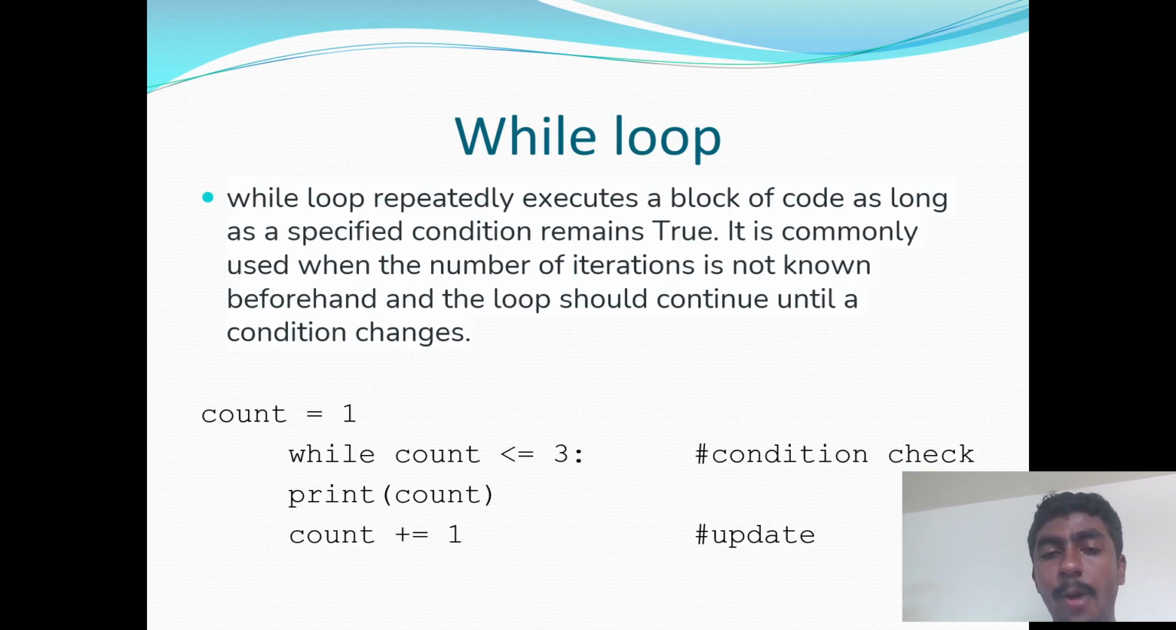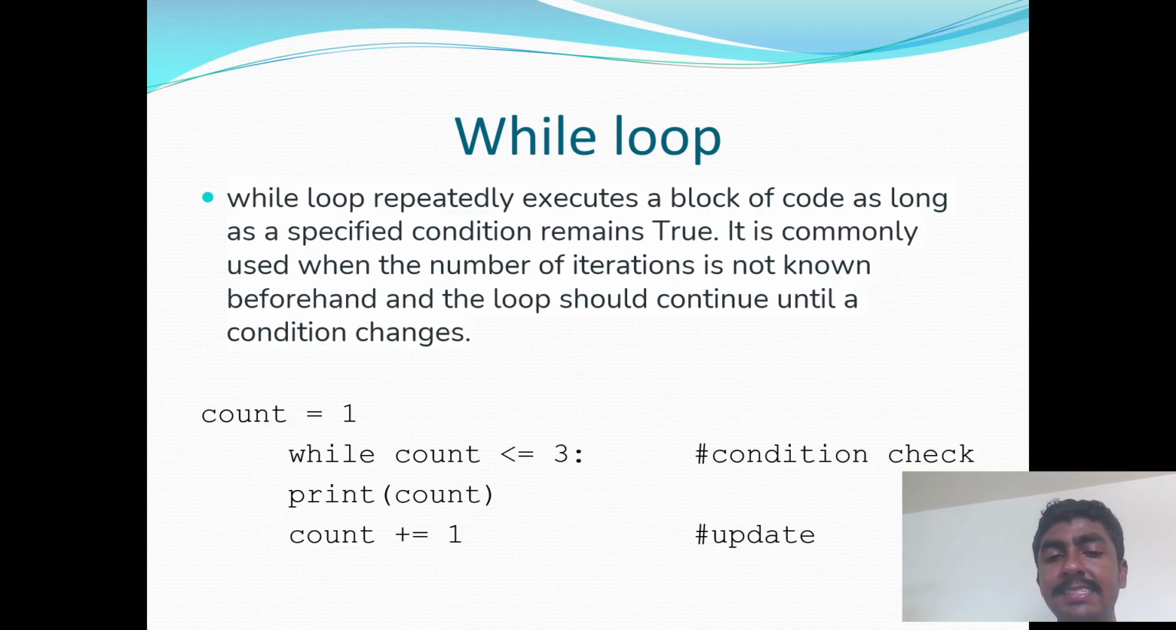So what is a while loop? A while loop keeps running as long as the condition is true. The moment the condition becomes false, the loop automatically stops. Notice the difference. A for loop usually says repeat this many times, while the while loop says repeat until the condition becomes false. This is the biggest difference between the two.